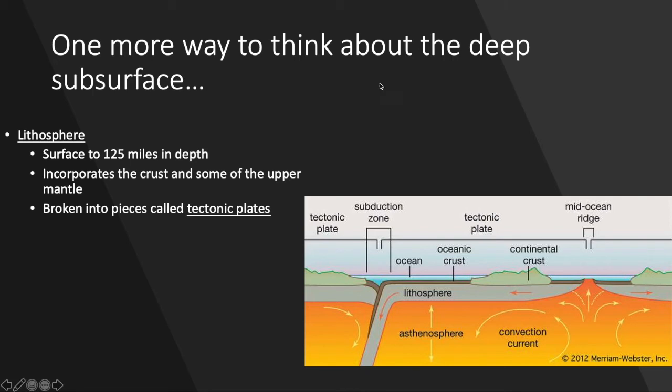One more way I want you to think about the deep surface is the difference between the lithosphere and the asthenosphere. The lithosphere refers to any area from the surface of the Earth all the way to about 125 miles in depth. So what does this incorporate? It incorporates the surface of the Earth, as well as the very, very top portion of the Earth's mantle.